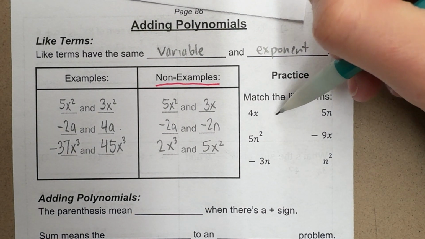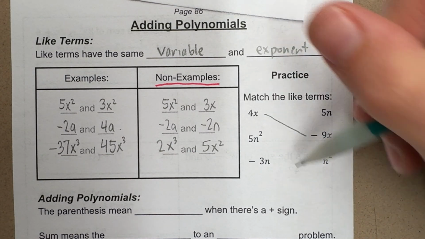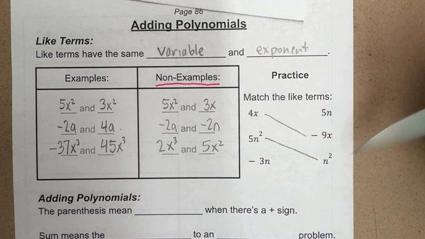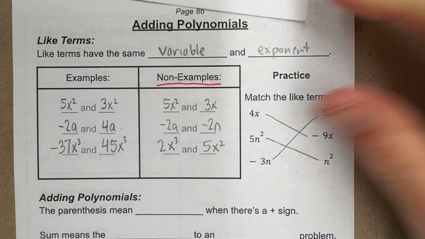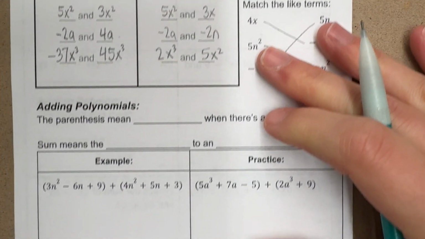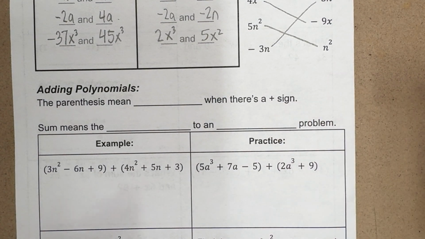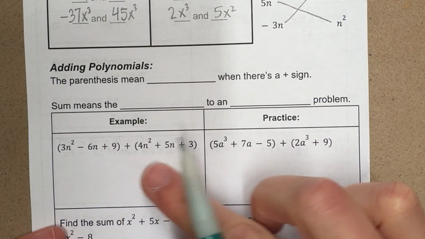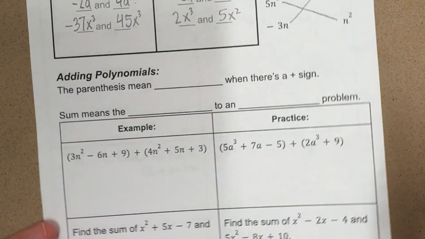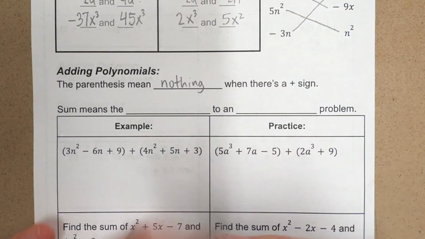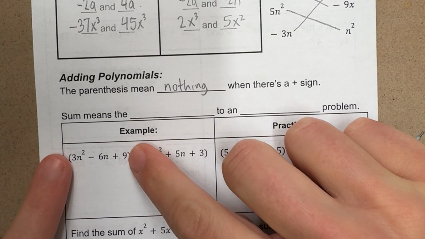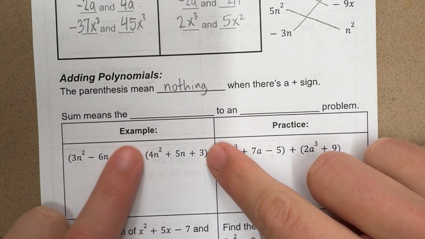All right, so hopefully you matched 4x and negative 9x, 5n squared and n squared, okay? This is a 1n squared, and then negative 3n and 5n. Those are like terms. So when we're adding polynomials, here's the deal. Ooh, parentheses, what's all this? They literally mean nothing. What I'm saying is, I want to add all this stuff to all this stuff.